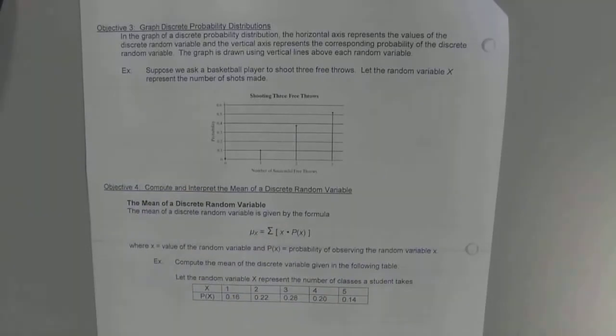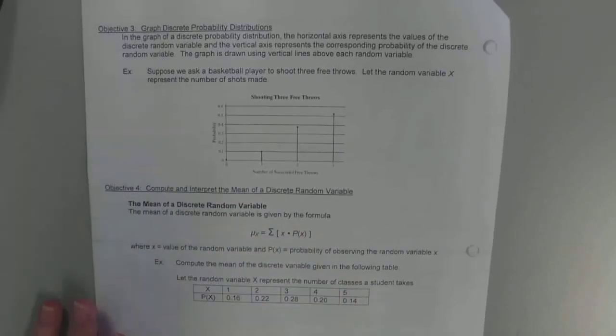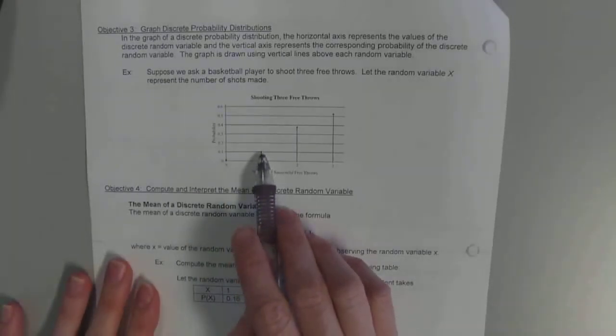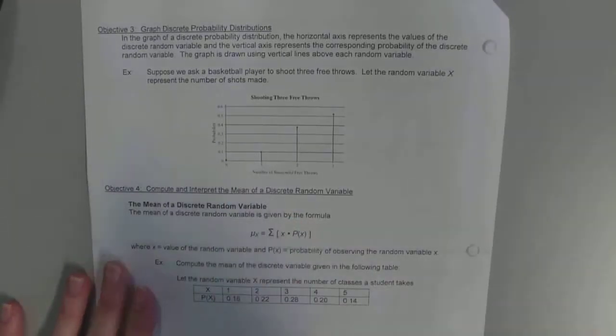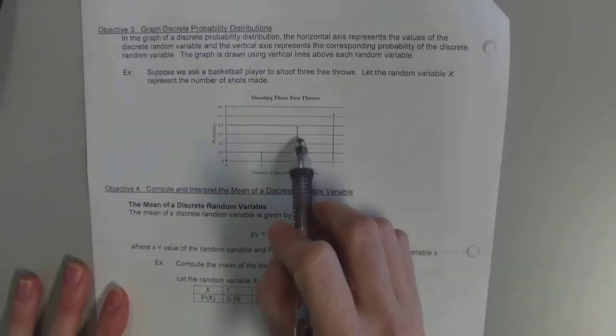So suppose we ask a basketball player to shoot 3 free throws. Let the random variable x represent the number of shots made. So if this person's shooting 3 free throws in a row, what's the probability that they make none? Where is that sitting at? 0. What's the probability that they'll make 1 of the 3 free throws? 0.1 or 10%.